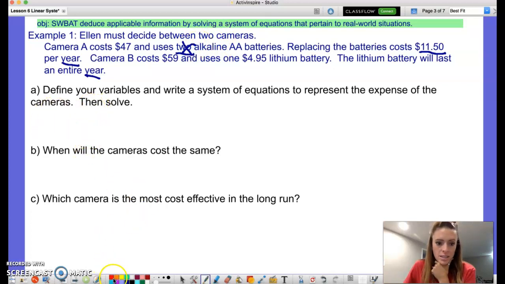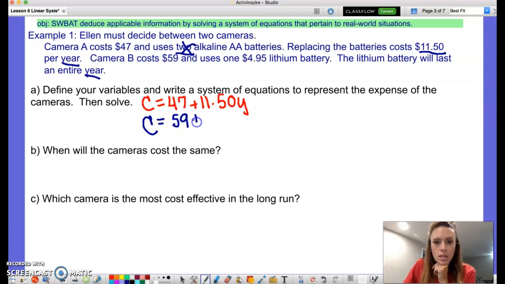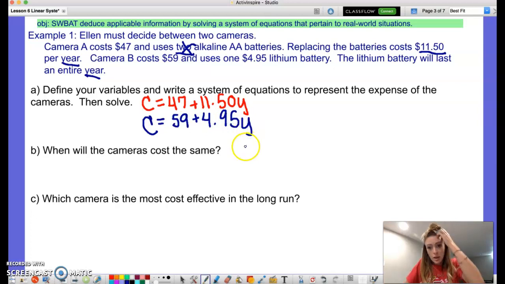So let's set up some equations here. We've got camera A, and we'll just call it the cost of camera A. We know the initial value of the camera before batteries is $47. And then we know that it's going to cost $11.50 per year. So remember, per usually is an indicator that we have a variable. This is our rate of change. So now we can go to the cost of camera B. So we'll call that C again for the total cost. And then we know it costs $59 and we have to add $4.95 per year for cost of batteries.